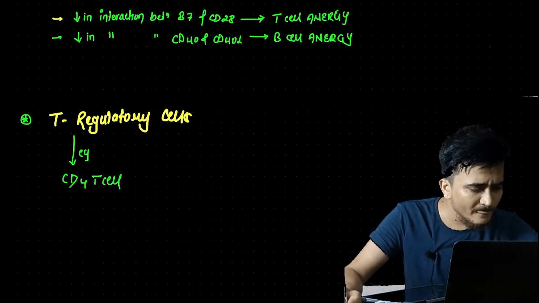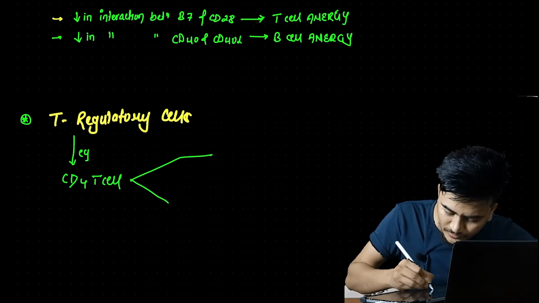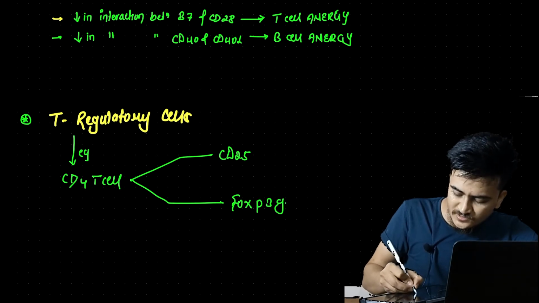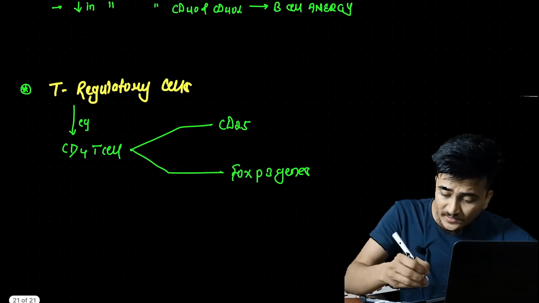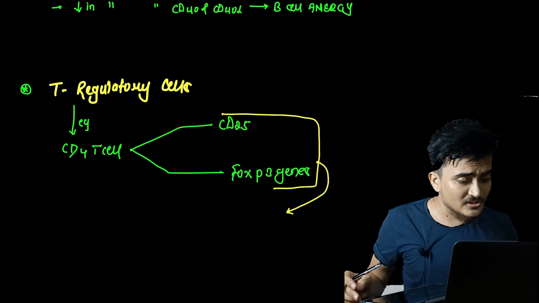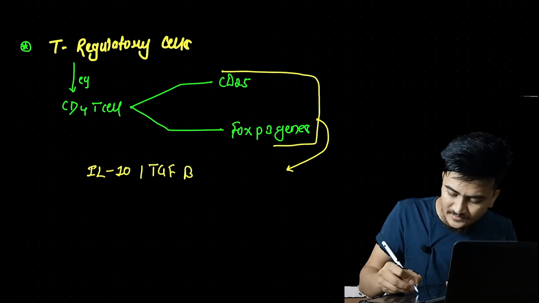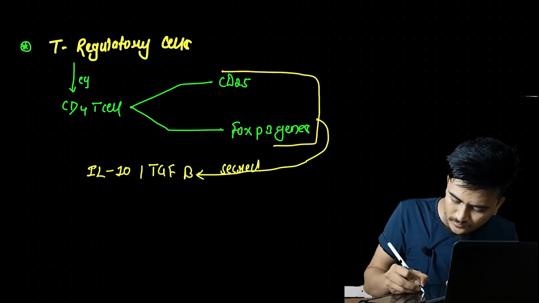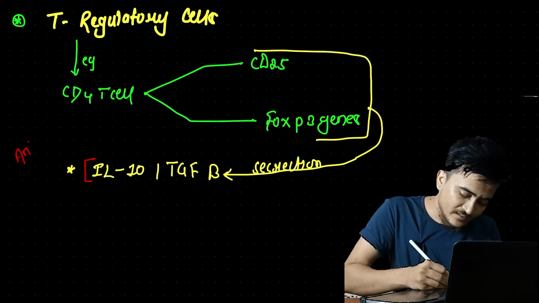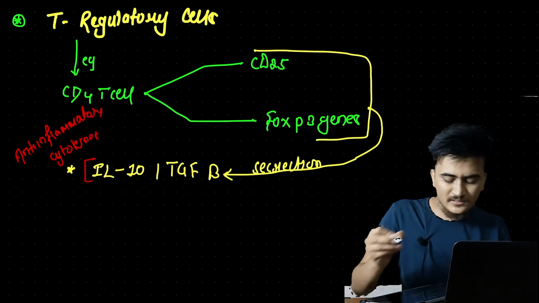Now these CD4 T cells have high expression of CD25 and FOXP3 genes. What these two will cause is they will enhance the secretion of interleukin 10 and tumor growth factor beta. If we recall the lecture on inflammation, we will know that these two are anti-inflammatory cytokines.